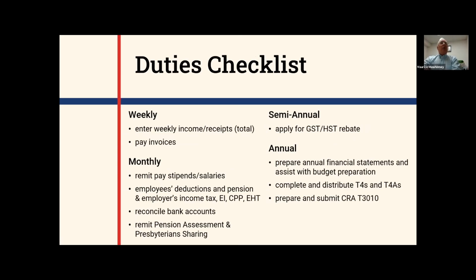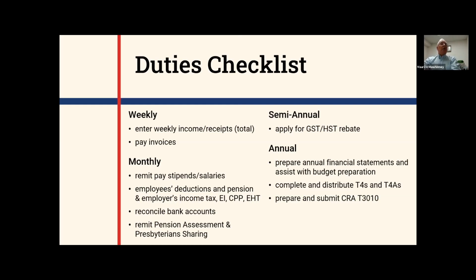Again, these are broken down weekly, monthly, semi-annual, annually. We've already talked about making sure that we get the receipts into the bank and recorded in our financial statements, depending on what you're using. Make sure you can pay the approved invoices. In some cases, you may get them prepared and pay them weekly. Sometimes you may do them all at once at the end of the month.